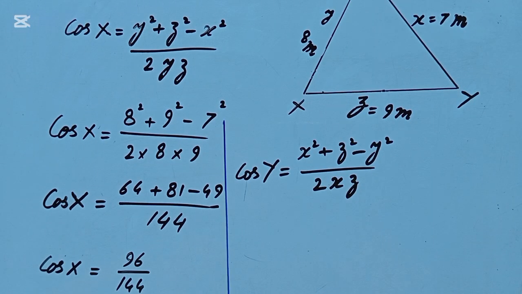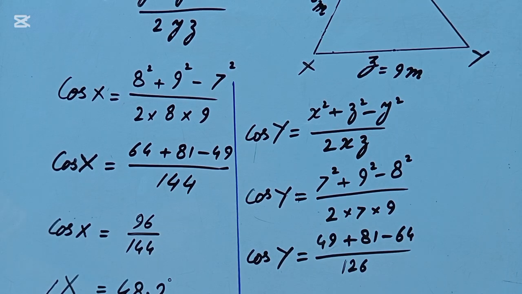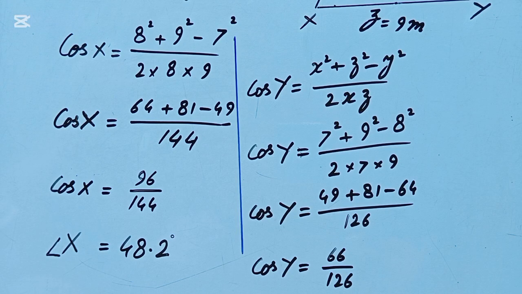Now we will find out angle y in the same way. According to cosine rule, cos of angle y equal to x square plus z square minus y square divided by 2xz. Putting the values and solving it results cos of y equal to 66 by 126. Now taking cosine inverse both the sides, angle y comes 58.4 degree. We have found these two angles with the help of cosine rule.